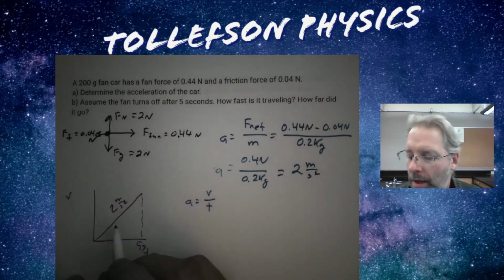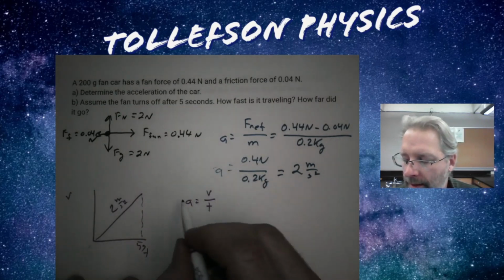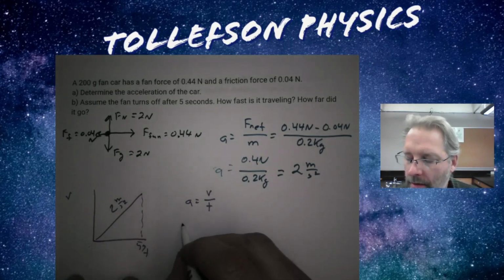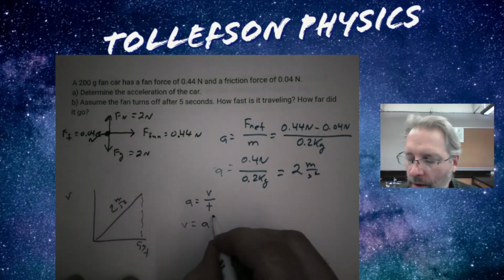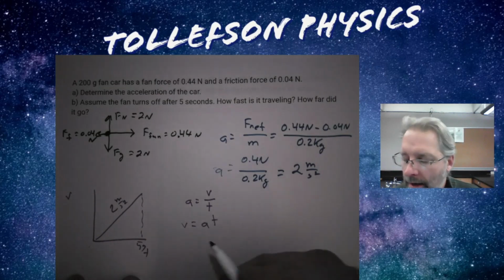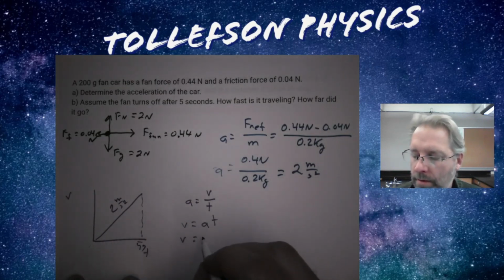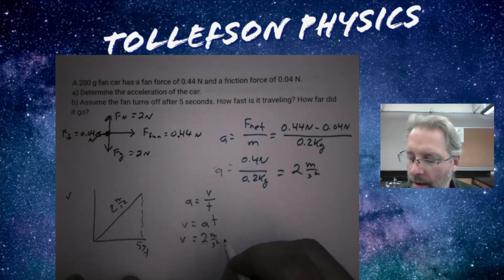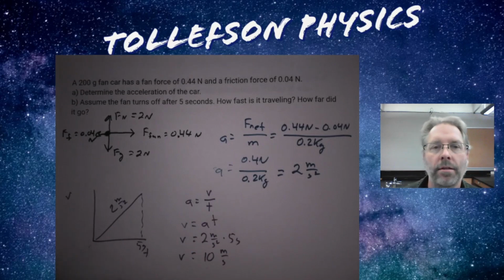We know the acceleration and we know the time, so let's cross multiply these, and you end up getting velocity equals acceleration times time. So now I can say v equals 2 meters per second squared times 5 seconds. That final velocity is going to be 10 meters per second after 5 seconds.